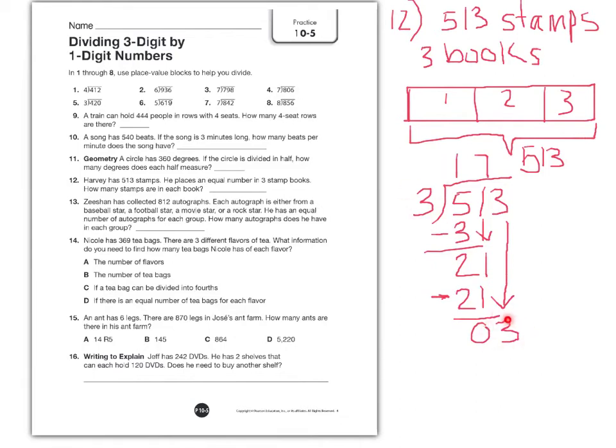This one is easy peasy. It's going to just be 1. 1 times 3 is 3. Subtract 3 from 3 and you get 0, no remainder. So your answer is going to be 171. But we are not done yet. Remember your unit. So we have 171 stamps in each book.